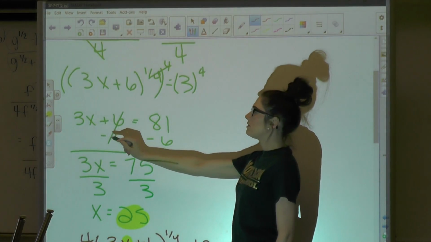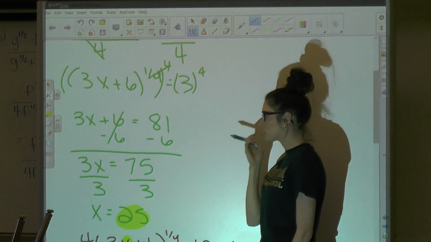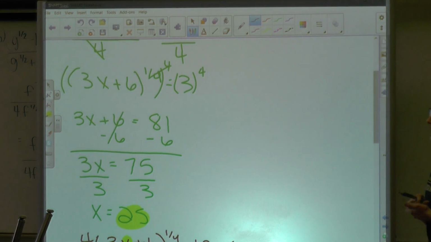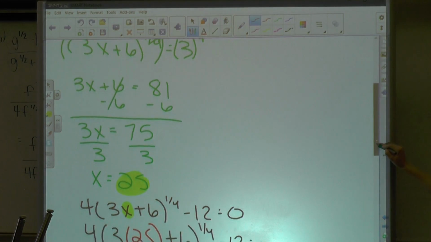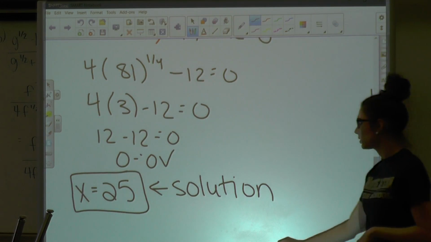Try to get 3x by itself, so you subtract 6 on both sides. Those will cancel, leaving you with 3x equals 75. Divide by 3, you get x equals 25. Then I just plug it back in right here to check my solution. So x equals 25, because you do 75 divided by 3. Alright. You end up getting 0 equals 0. So yes, x equals 25 is your solution.